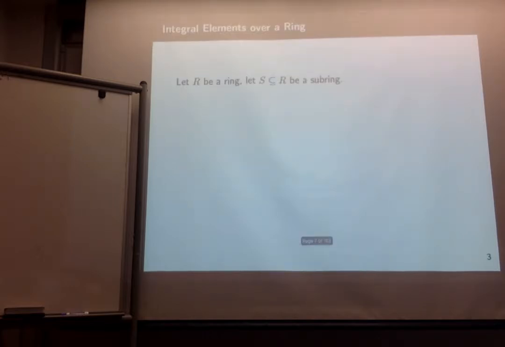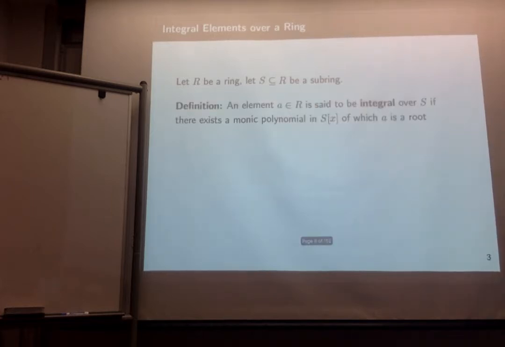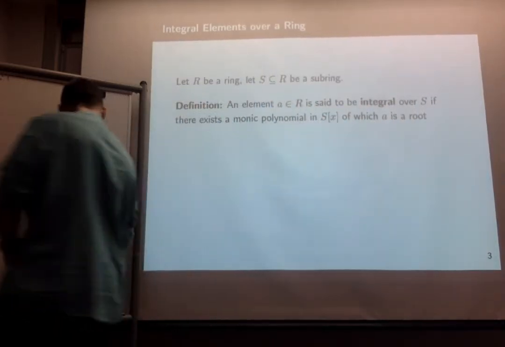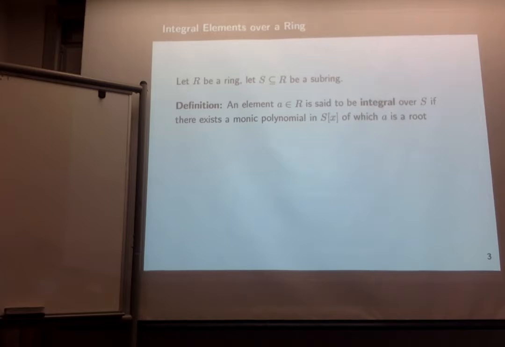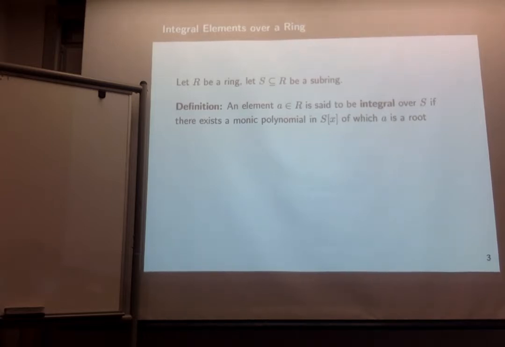Integral elements over a ring. What are they? So just say all of our rings are commutative, have a 1, have all the nice things that they should have to make everything work. So R is a ring, S is a subring. An element a in R is integral over S if there exists a monic polynomial with coefficients in S of which a is a root. This is similar to being algebraic. An element is algebraic over a field if it is a root of a polynomial with coefficients in that field.